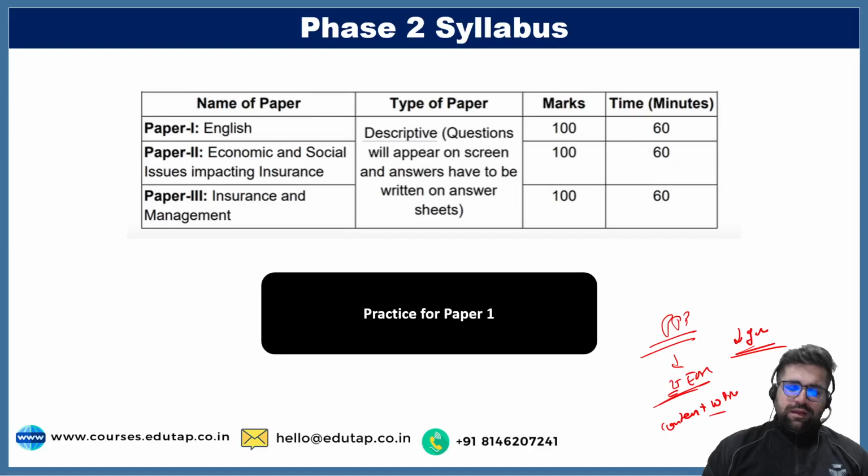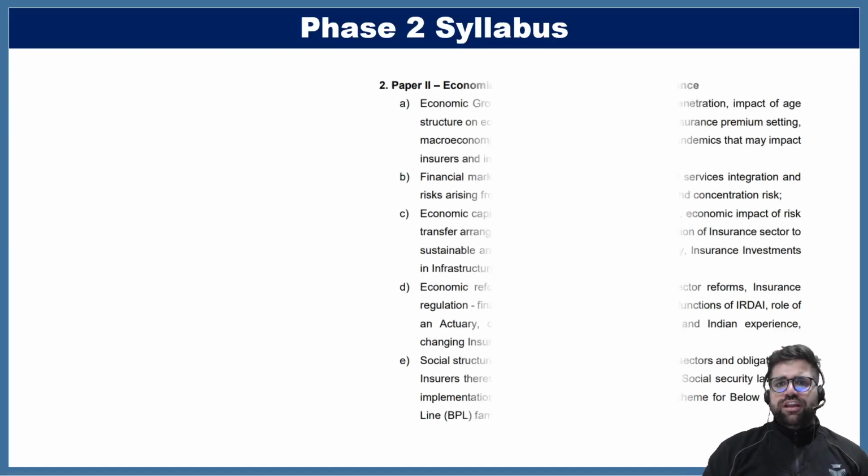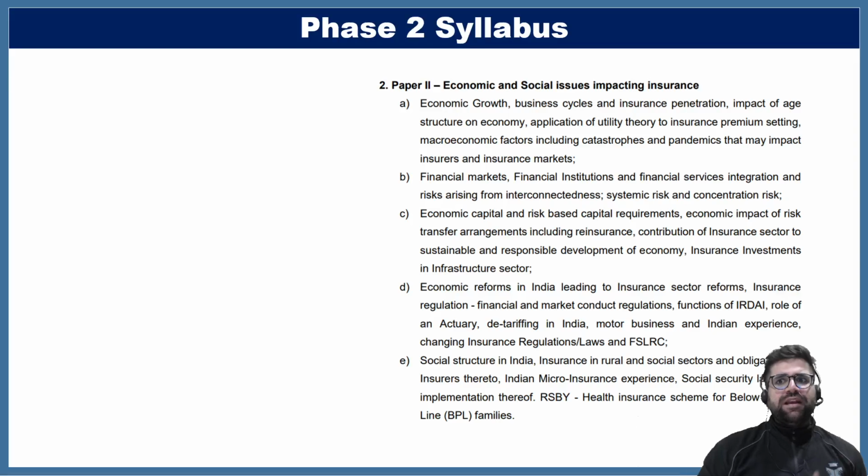Now moving forward to paper 2, which is economic and social issues impacting insurance. See my friends, the syllabus over here is quite vast, and quite, sorry to say, unorganized also. Unorganized means that some things have been taken from one syllabus, some things from the finance syllabus, and they have made a customized syllabus for ESI, economic and social issues impacting insurance.